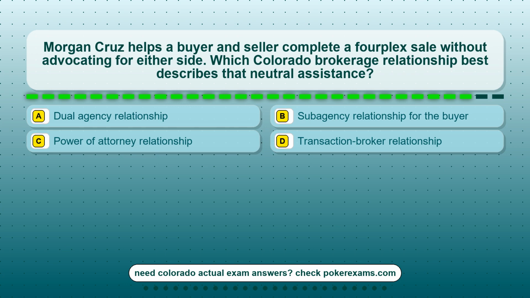Question 5. Morgan Cruz helps a buyer and seller complete a fourplex sale without advocating for either side. Which Colorado brokerage relationship best describes that neutral assistance? Option A. Dual agency relationship. Option B. A subagency relationship for the buyer. Option C. Power of attorney relationship. Option D. A transaction-broker relationship.